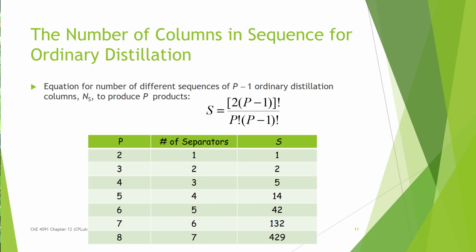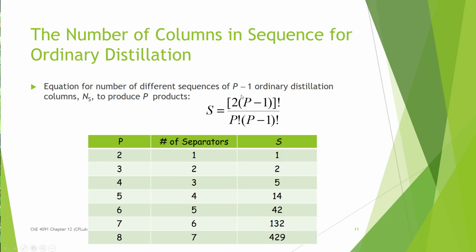When you have a number of product streams that you're wanting to produce, you end up with a lot of different ways you can sequence the separations for just simple distillation. So when you only have two components or two products that you're wanting to achieve, there's only one way to do it. One tower will do it. But if you have more products, then you end up with more ways of doing it.